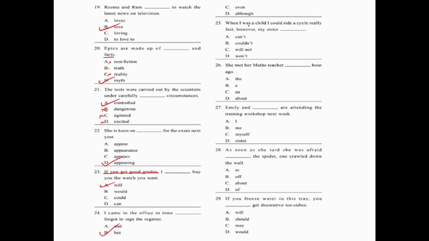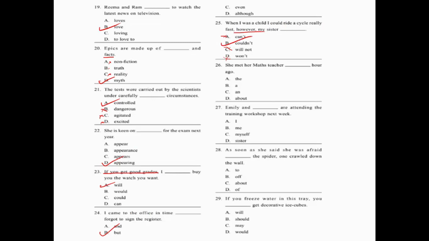When I was a child, I could ride a cycle really fast. However, my sister dash. However means a contrast thing, and it is related to childhood, which means a past thing. So it is, when I was a child, I could ride a cycle really fast. However, my sister couldn't. We can't say can't or won't, because we have to use something related to past tense. So it should be could not.